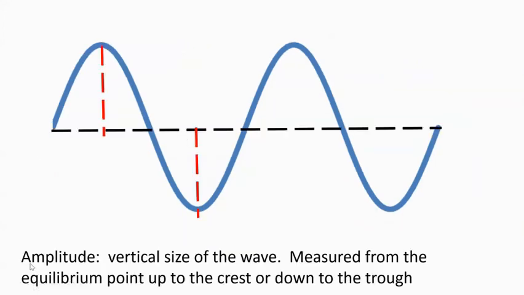Amplitude is a measurement of how tall a wave is. Amplitude is measured starting from the equilibrium position up to the crest, or starting from the equilibrium position down to the trough, right? Either way, it's the same height.